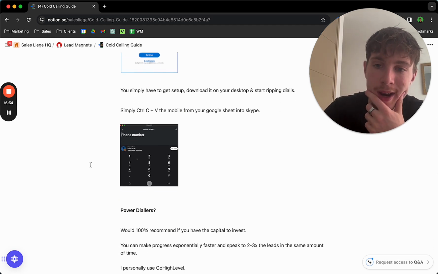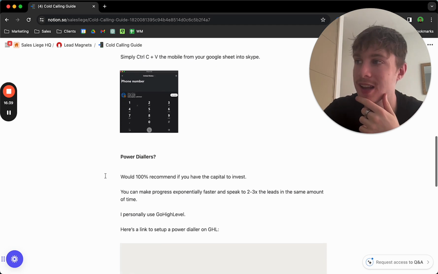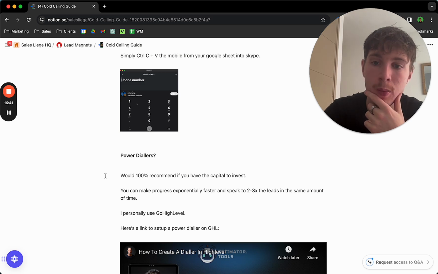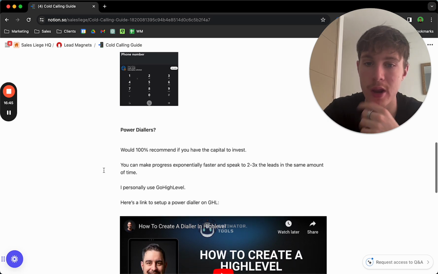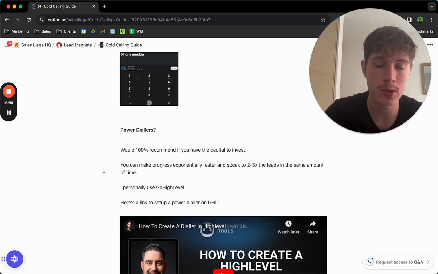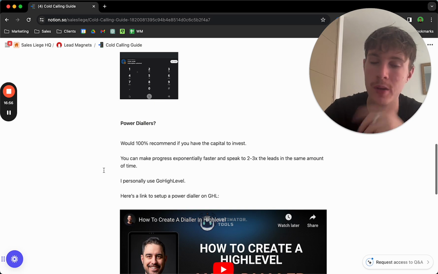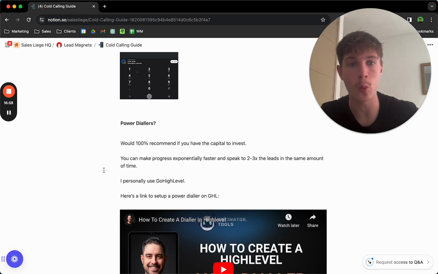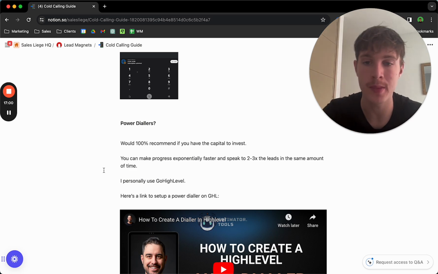And then essentially I moved on slowly to power dialers, because power dialers are a lot quicker, a lot more cost effective, and they make cold calling a lot more fun. So with Go High Level, I think you can get it for, I don't know, $49 a month on the lower ticket plan. I might be wrong. But if you have the capital to invest, definitely do this, because you can make progress so much faster, and you can speak to way more leads in the set amount of time that you're cold calling.